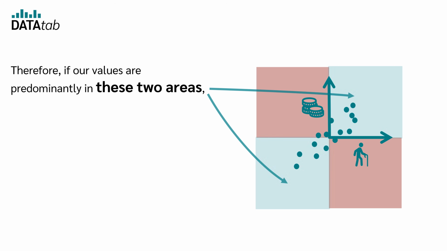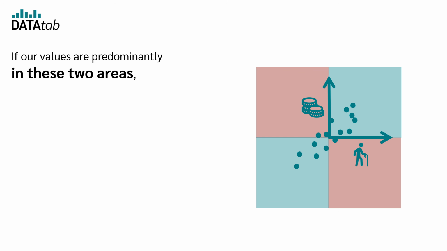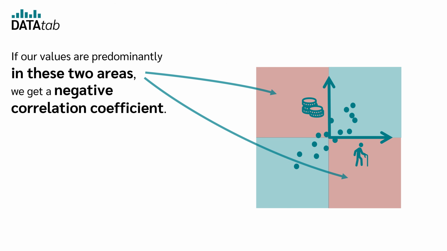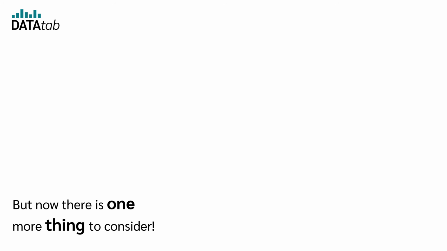Therefore, if our values are predominantly in these two areas, we get a positive correlation coefficient, and thus a positive relationship. If our values are predominantly in these two areas, we get a negative correlation coefficient, and thus a negative relationship. If the points are distributed over all four areas, the positive terms and the negative terms cancel each other out, and we get a very small or no correlation. But now there's one more thing to consider.